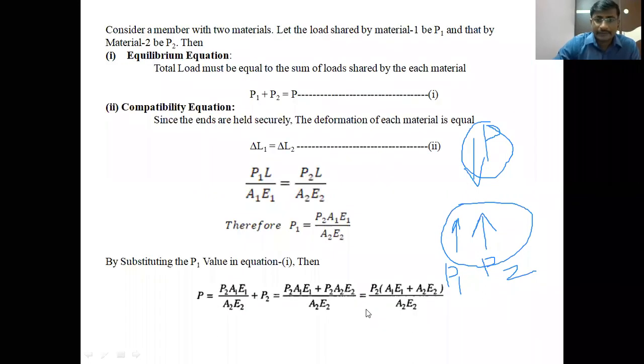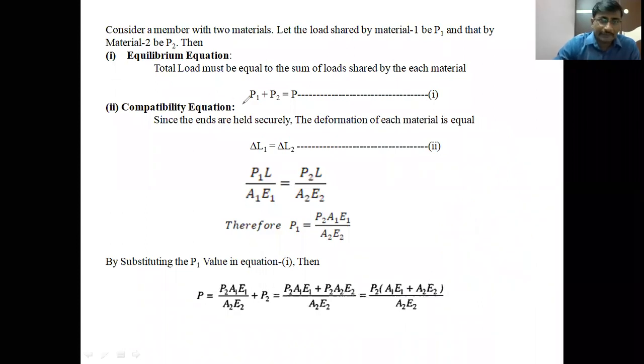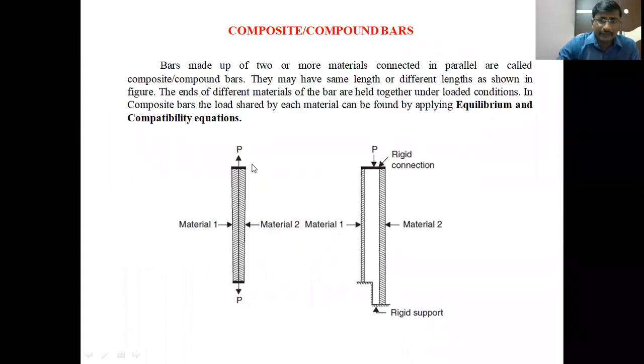So next, consider this equilibrium equation, P1 plus P2 equal to P. Now, the compatibility equation. What is meant by a compatibility equation here? What is the compatibility equation for these two cases? By applying the tensile load here, both members elongate the same amount because they are held together.